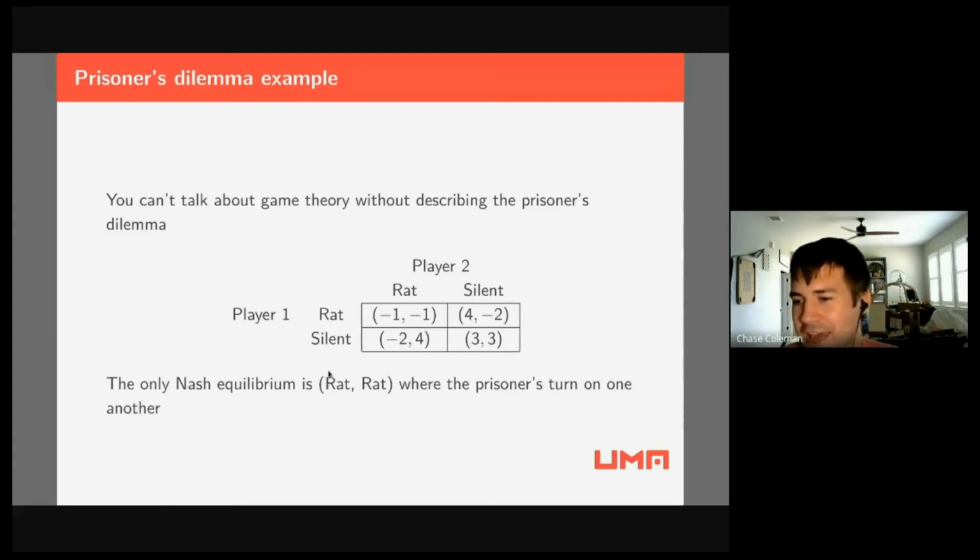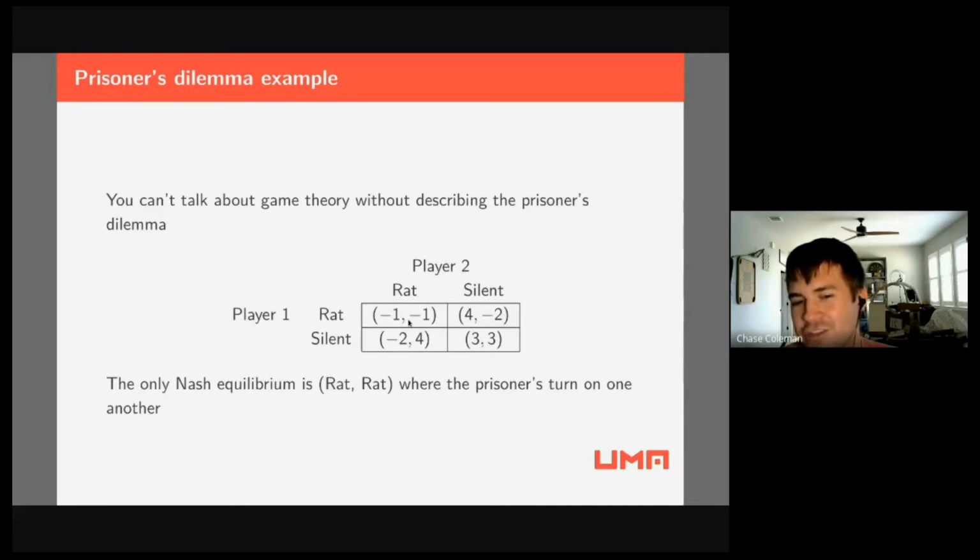The police offer them some kind of a proposal. They say, if you rat your buddy out, we're going to give you a light sentence and let you go free, and then we're going to give him a harsh sentence if he doesn't say anything. And so if you rat your friend out and he stays silent, you get a payoff of 4, and your friend gets a payoff of -2.